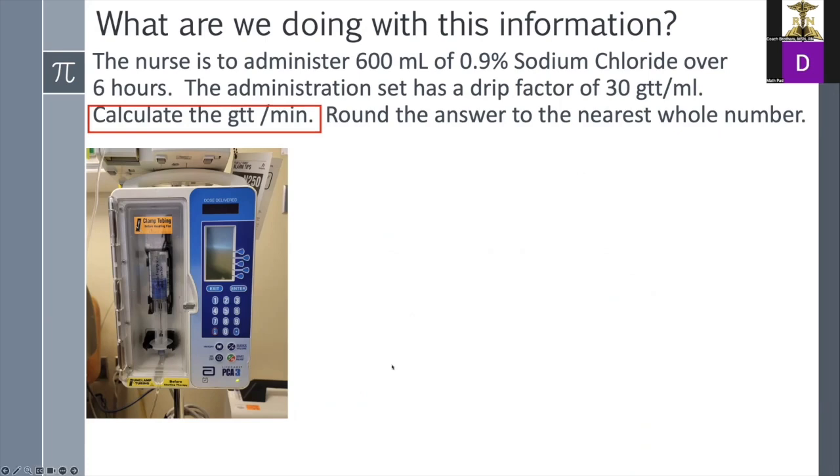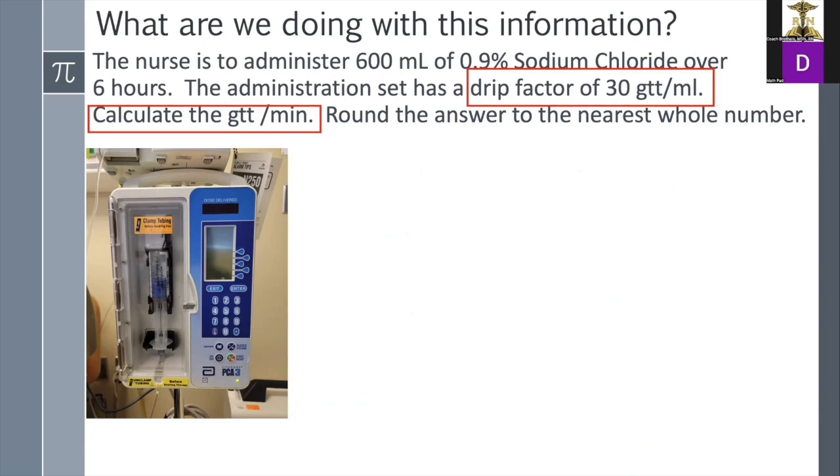Okay. But sometimes they'll tell us that we have a drip factor of 30 drops per milliliter. Don't be confused by drip factor, okay? The drip factor is very, very simple. All the drip factor is telling you, the nurse, is the size of the IV tubing that we're using. Not all IV tubing is created equal.